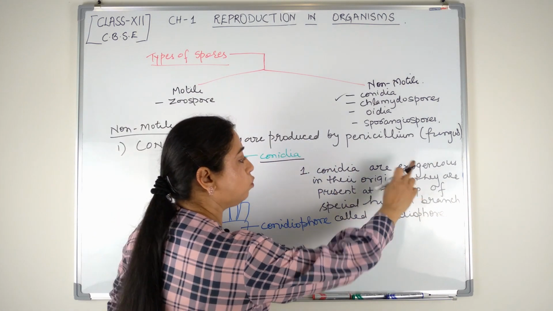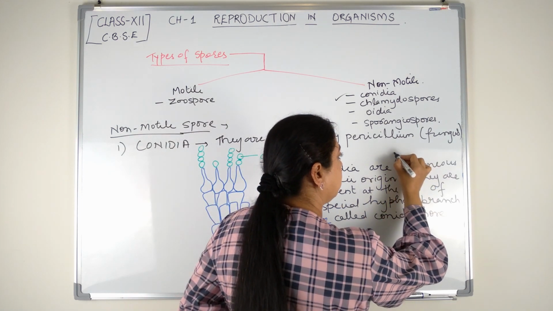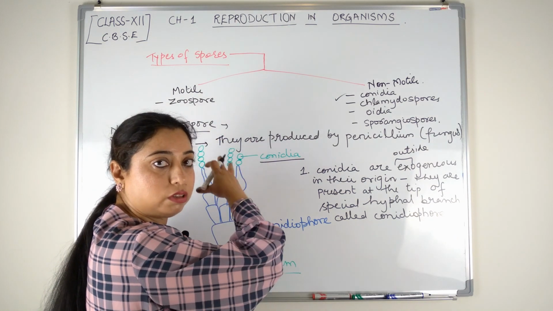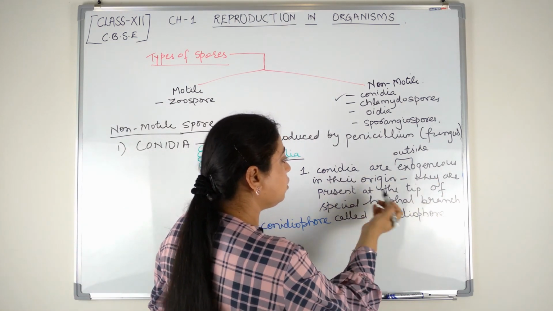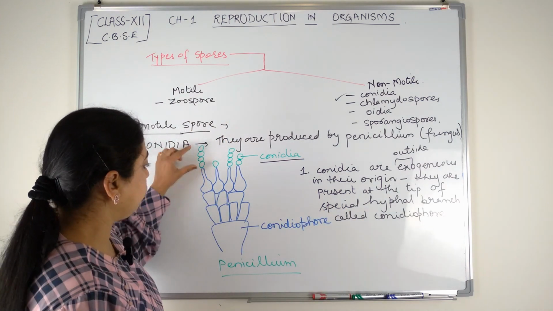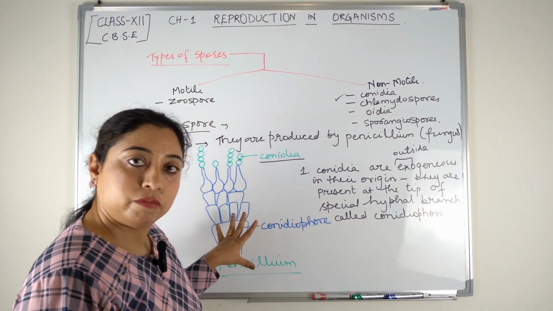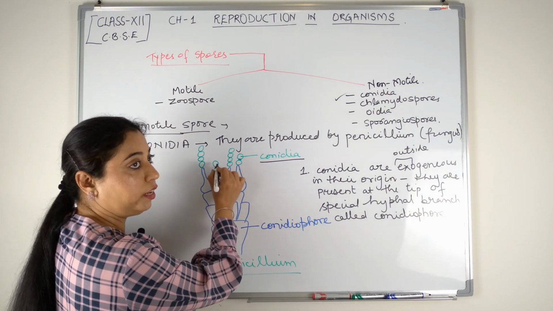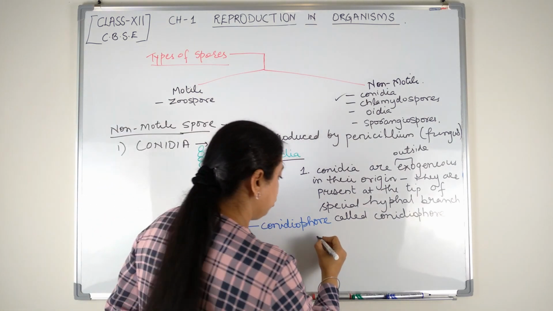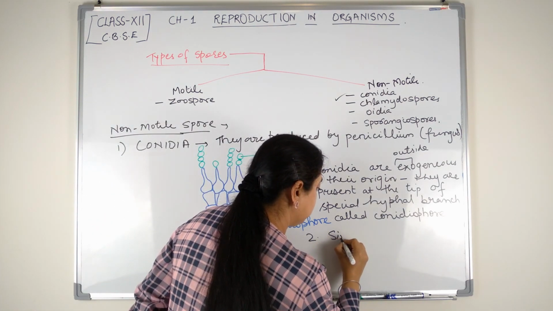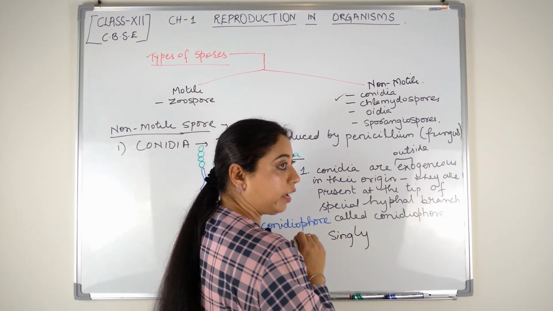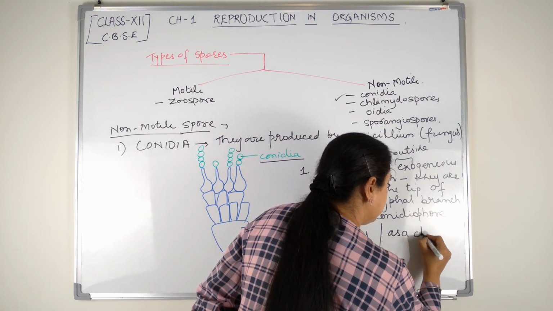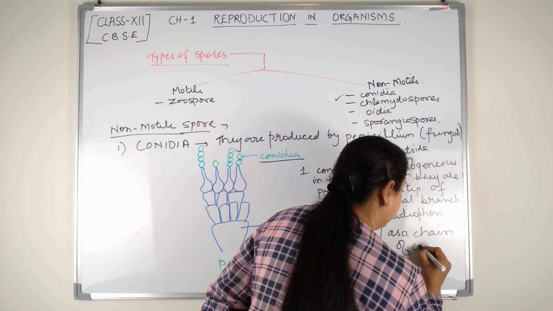Right? Why are they exogenous? Exo means external, outside. They are present outside, exposed to the outer environment. So they are exogenous in origin because they are present at the tip of the conidiophore. As you can see, some of the hyphae have single conidia and somewhere there is a chain of conidia. So conidia can be produced singly or as a chain of conidia.